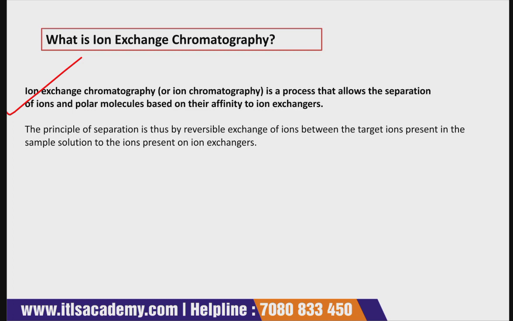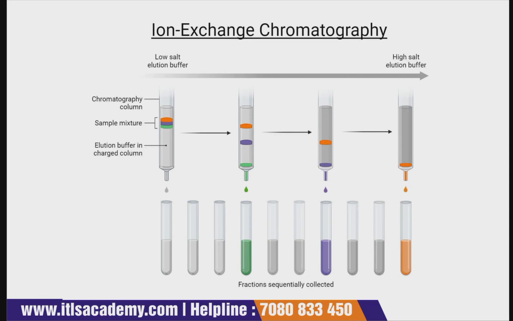In ion exchange chromatography, solutes are retained on an ion exchanger due to their reversible interaction with oppositely charged groups on the ion exchanger. Now let us understand this with the help of the diagram. This is the whole layout of ion exchange chromatography. It has a chromatography column in which the sample mixture is placed. Then there is an elution buffer in the charged column, as you can see here.